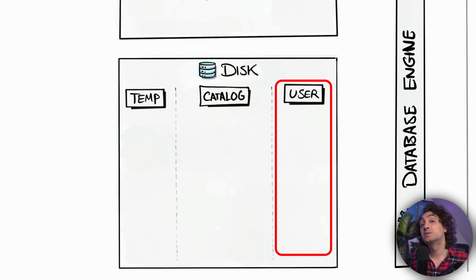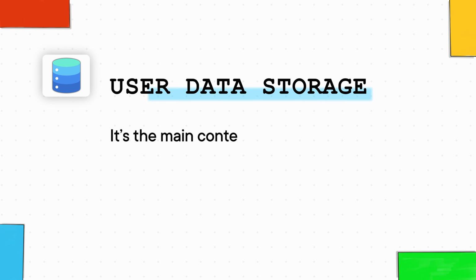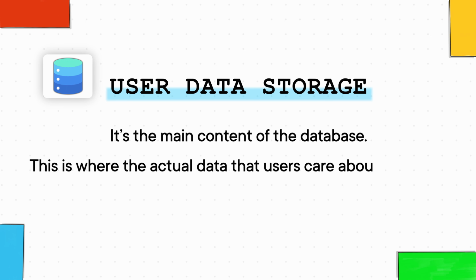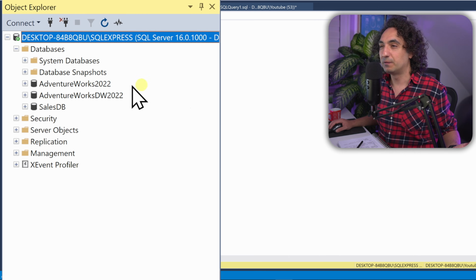So what is user data storage? It is the main content of the database. So it stores the actual data, all the information that is relevant for the users. It stores all the important data that the users care about. So this is the storage where the users are interacting all the time. So where do we find the user data?